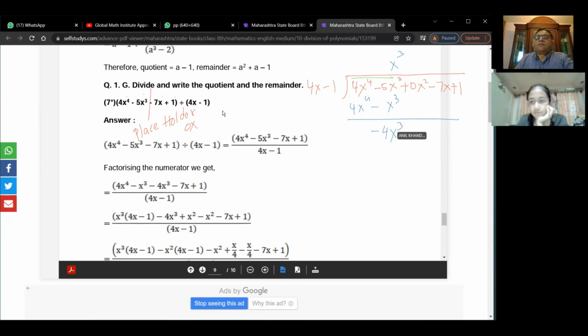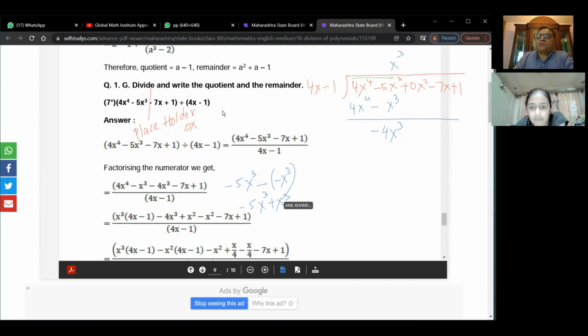How do you get 4x cube? Because see, minus 5x cube. So you're doing like this. Let me show it here. Minus 5x cube minus of minus x cube. Do you see that? So minus and minus becomes plus, right? Yes, I got it.